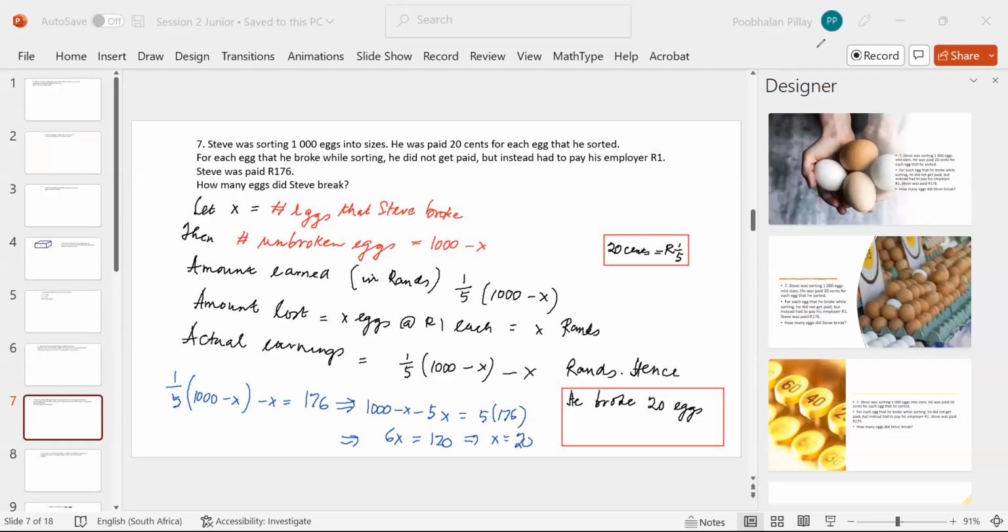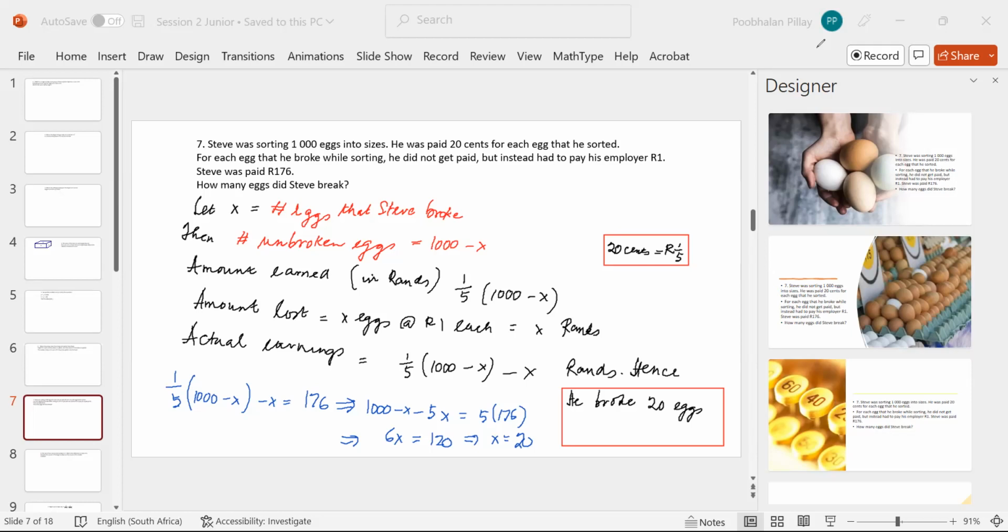We move on to problem 7, which states the following. Steve was sorting 1,000 eggs into sizes. He was paid 20 cents for each egg that he sorted. For each egg that he broke while sorting, he did not get paid, but instead had to pay his employer 1 rand. Steve was paid 176 rands. How many eggs did Steve break?